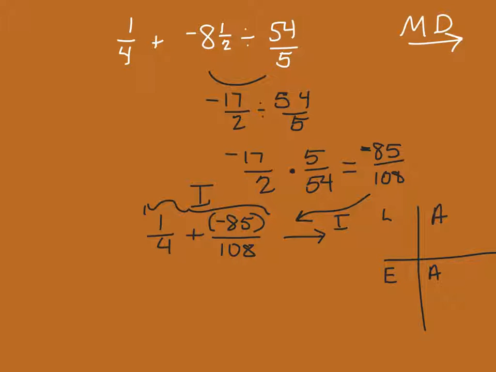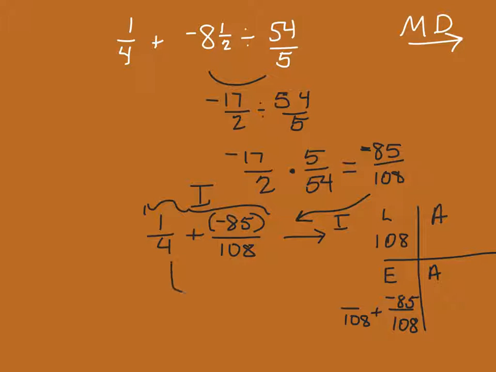Well, you might be saying to yourself, I don't know my 108 tables, but you truly don't need to. All you want to think about, does 4 go into 108? It sure does, because 4 goes into 100, and 4 also goes into 8. So we know it goes into 108, and that means my least common multiple can be 108. So I'm going to have some number over 108 plus, well, we already know what the next number is. It's going to be negative 85 over 108.